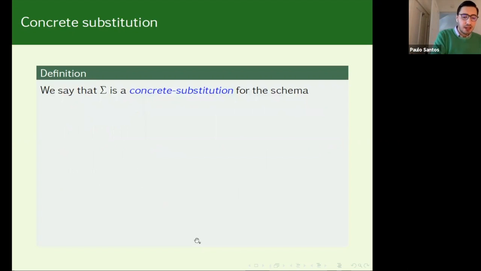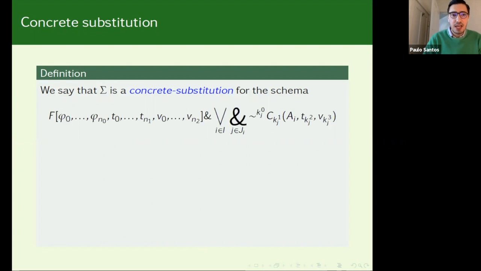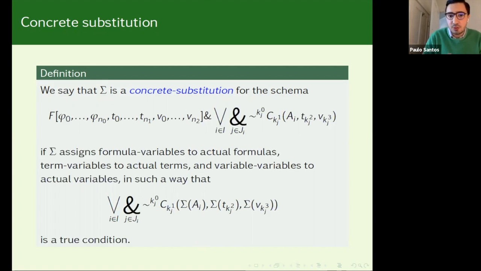So far, I have addressed substitutions inside the context of schemata. Now I will make a connection to the actual logic, if one may say so. We say that sigma is a concrete substitution for this schema if it does what I mentioned in the beginning, namely that it assigns formula variables to actual formulas, term variables to actual terms, and variable variables to actual variables, in such a way that this syntactical condition, now looked at with semantical eyes, is a true condition.